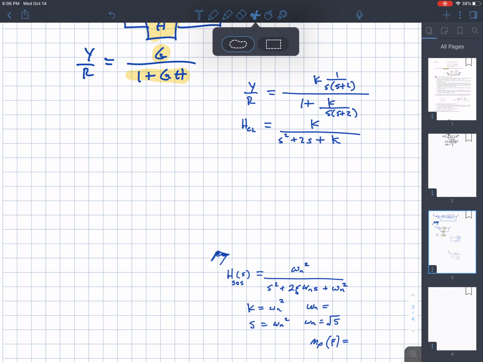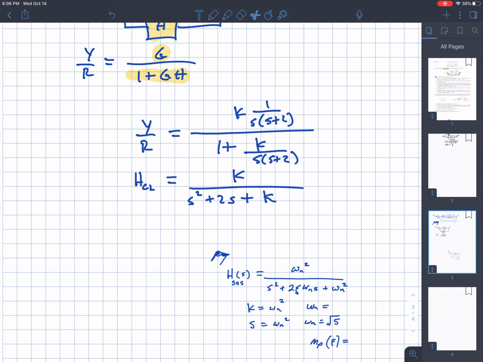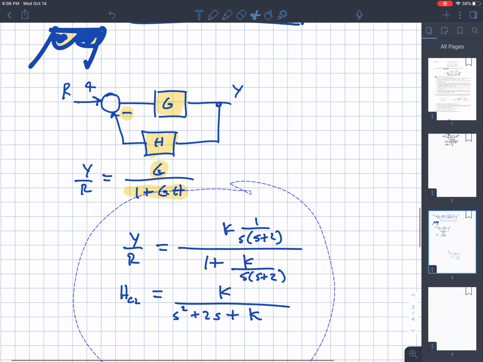All right, so now what I want to do is look at part A. And in part A, let's circle back up to here.